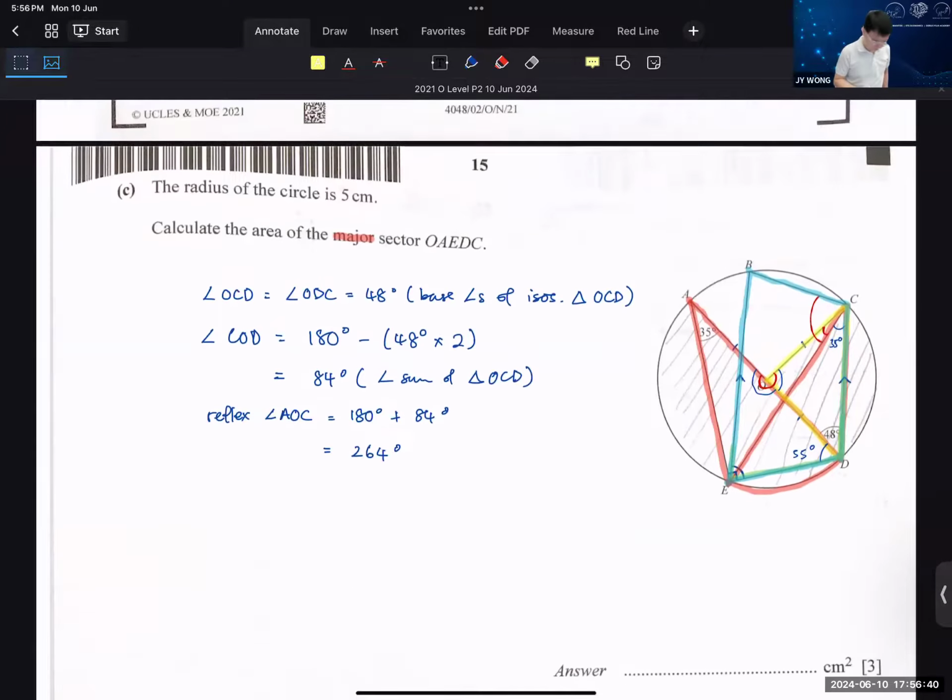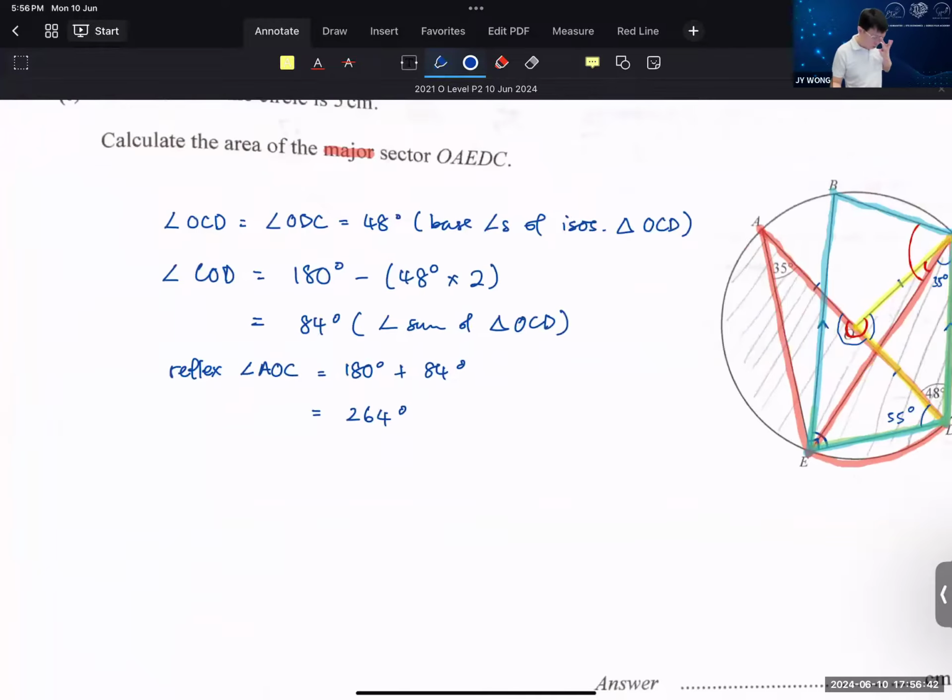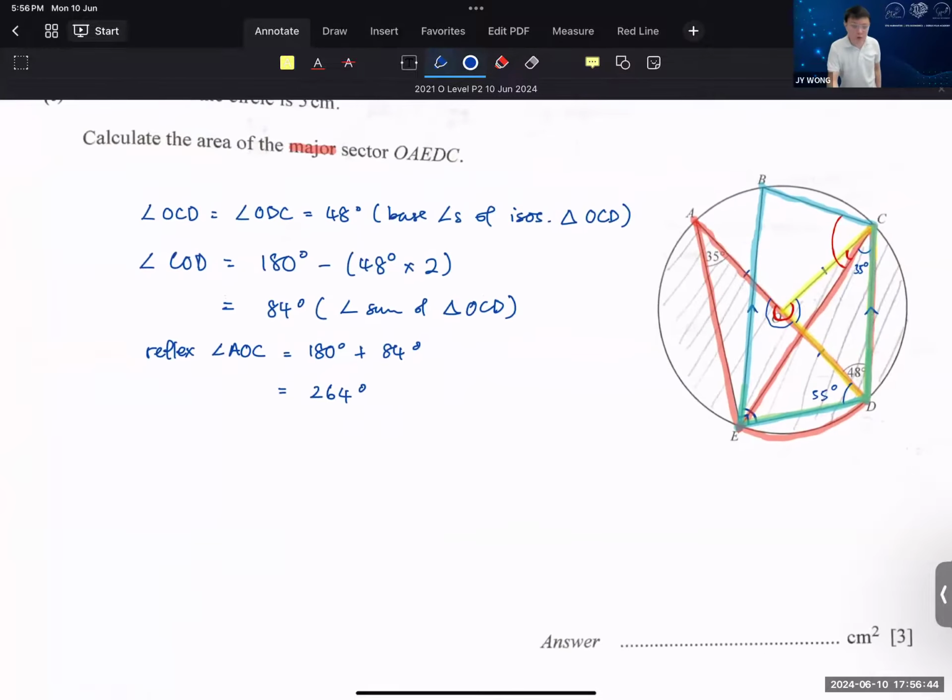All right. So once you have found reflex angle AOC, you should know that area of a sector is angle over 360 if it's in degrees. Okay, if it's in radians, it's slightly different. It's half r squared theta. That is given in your formula sheet. But in the formula sheet, they also specify that that is when theta is in radians. We are not finding theta in radians here. We are finding it in degrees. So you just remember area of a whole circle, then you find the proportion, which is 264 degrees out of a full circle of 360.